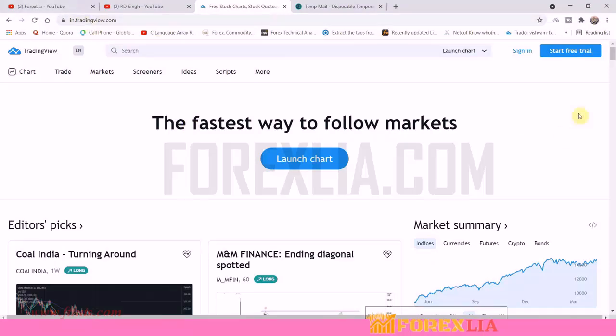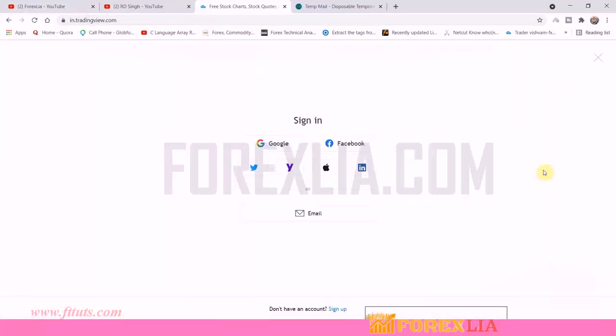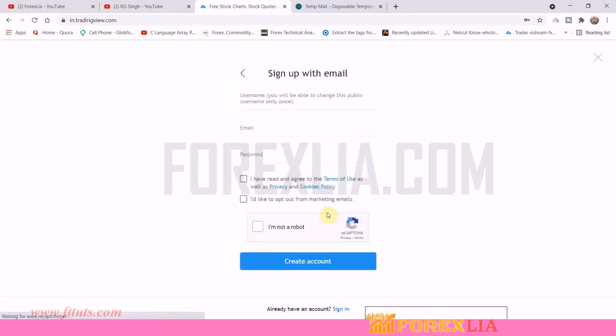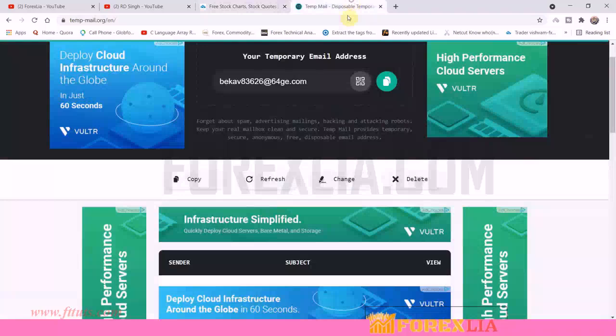You will come to the TradingView website, you have to start a free trial. Otherwise you have to sign up. If your account is on Google, then you can sign up with Google. Otherwise, if your account is on Facebook, then you can sign up with Facebook. You can also sign up through mail. I will show you once by signing up.